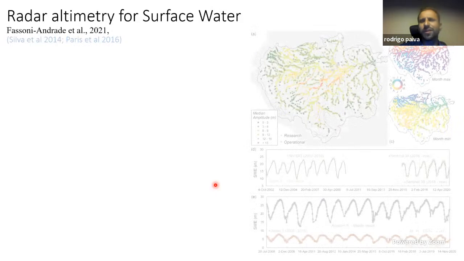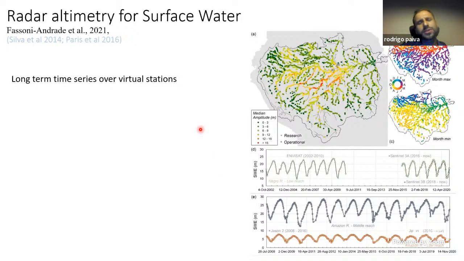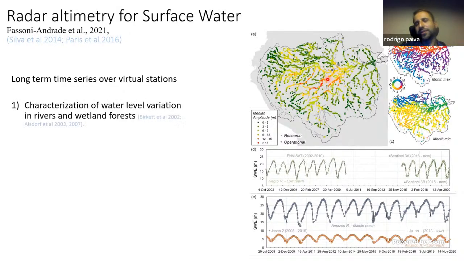Here we have some examples of results using remote sensing to measure the hydrological cycle of the Amazon. For example, by using altimetry satellites, it's possible to create what we call virtual stations, where we have an intersection of the satellite orbit with a river. And the virtual station is like a virtual gauging station. At this point, we can measure water levels, and we can create time series like this one. So every point here in the Amazon, we have a time series with measurements every month or every 10 days. It depends on the satellite. And the density of these measurements is much larger than what we can get with in situ observations.